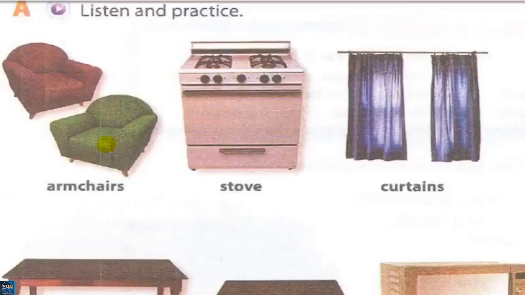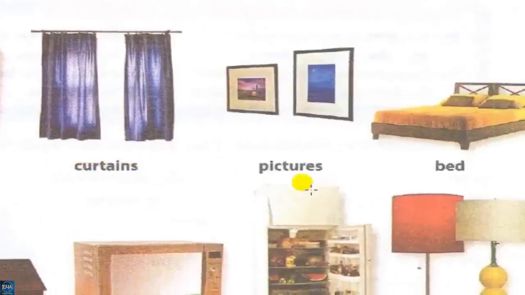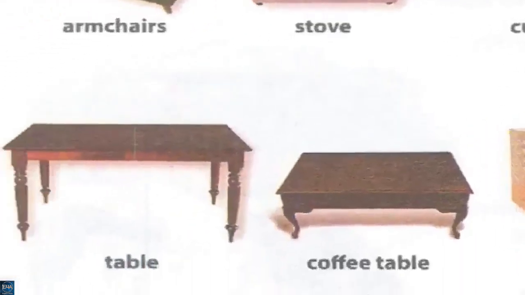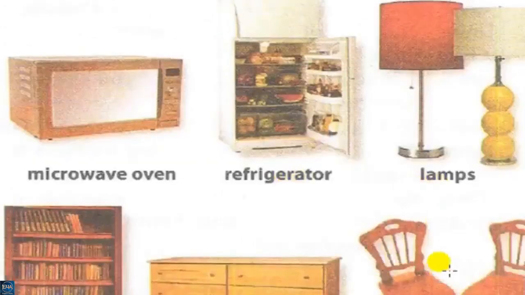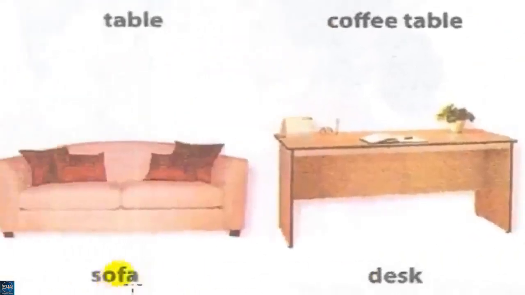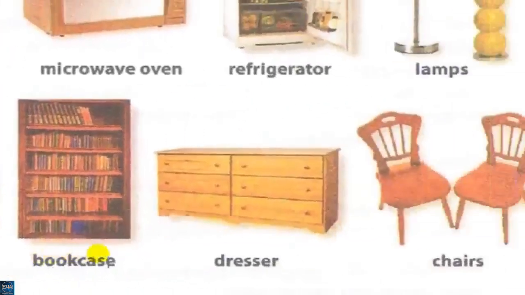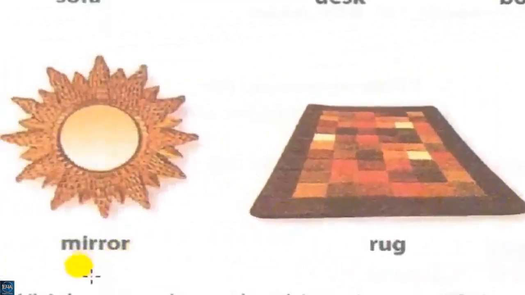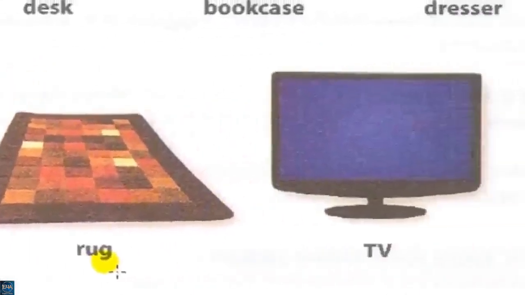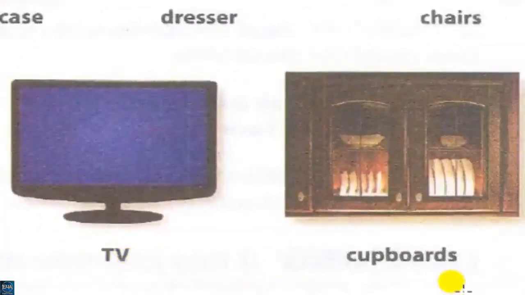Armchairs, stove, curtains, pictures, bed, table, coffee table, microwave oven, refrigerator, lamps, sofa, desk, bookcase, dresser, chairs, mirror, rug, TV, cupboards.